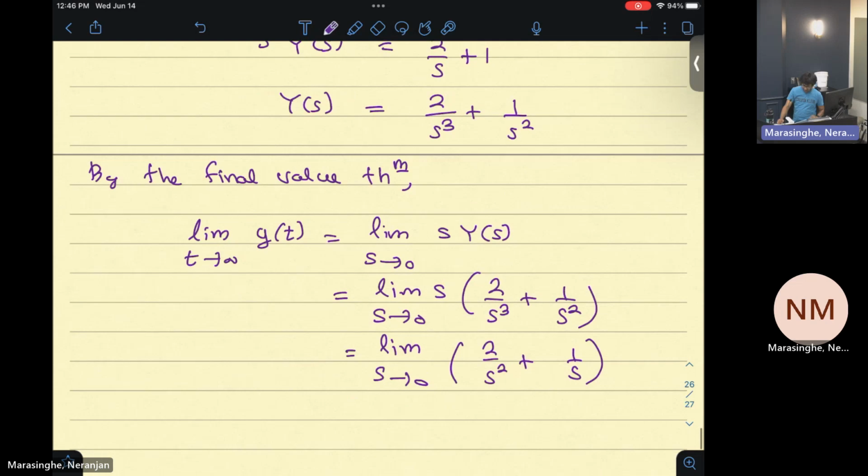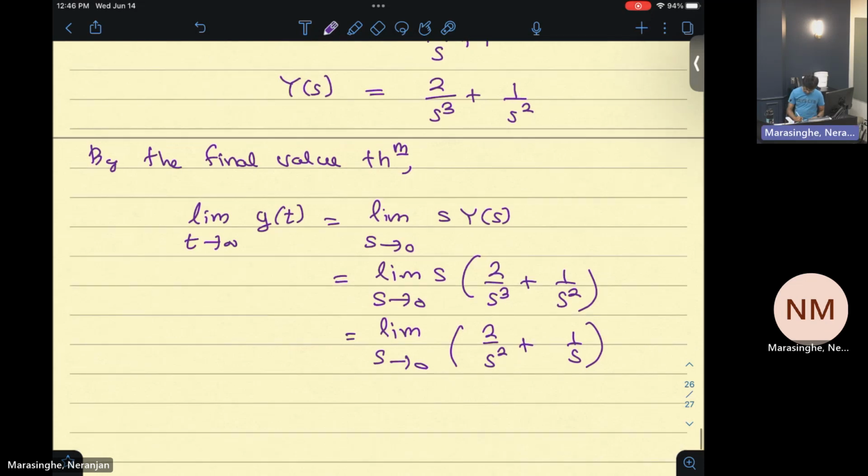Right. So what can you say about the final answer? You have s in your denominator and s would go to 0. So what can you say about your final answer? Infinity, right? Because the denominator would go to 0, so we would get infinity. So this is an example of an unstable system. Right.